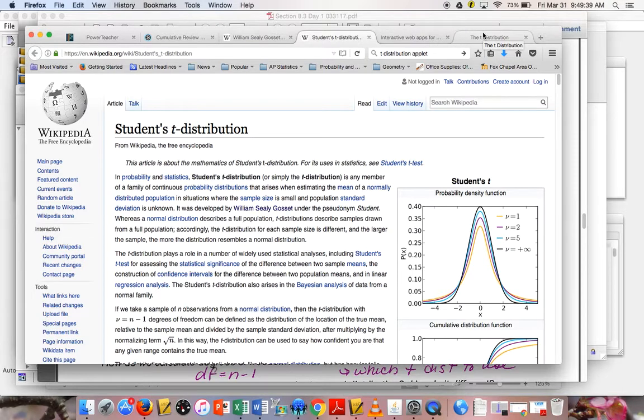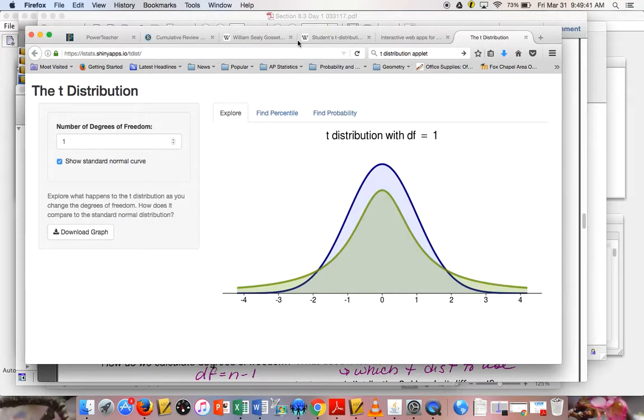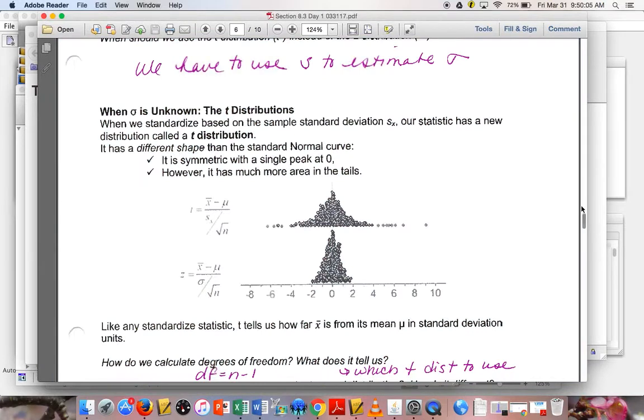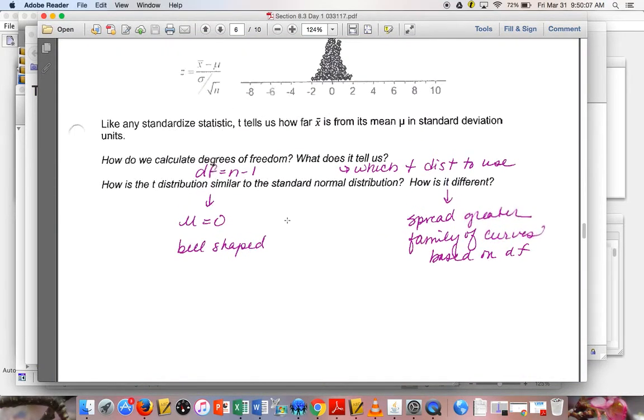So what happens with this t-distribution, what he also found out is that depending on your sample size, that shape is a little bit different. Now in stats, when there's a distribution that has different shapes based on the sample size, what we usually do is define something called the degrees of freedom. So the degrees of freedom is just n minus 1, the sample size minus 1.